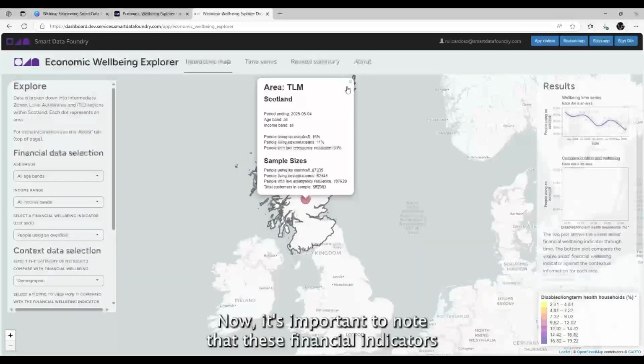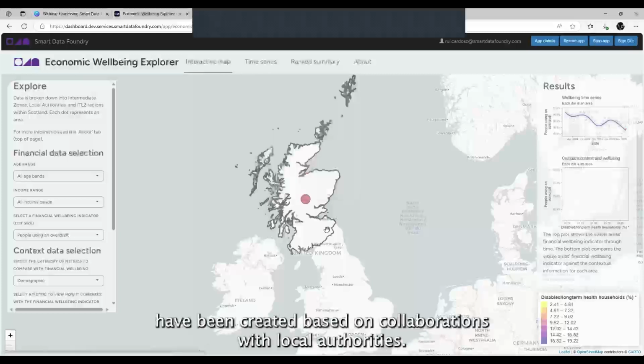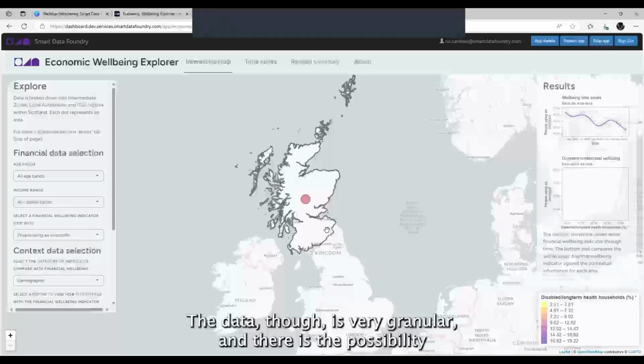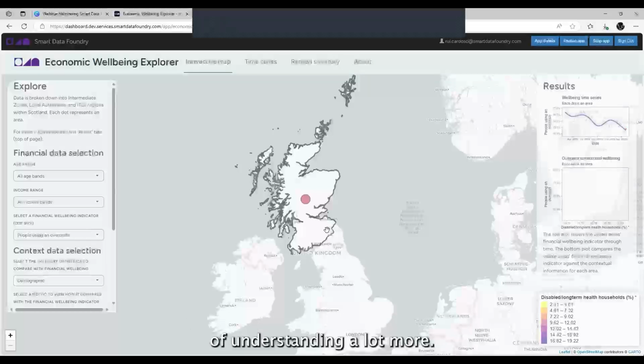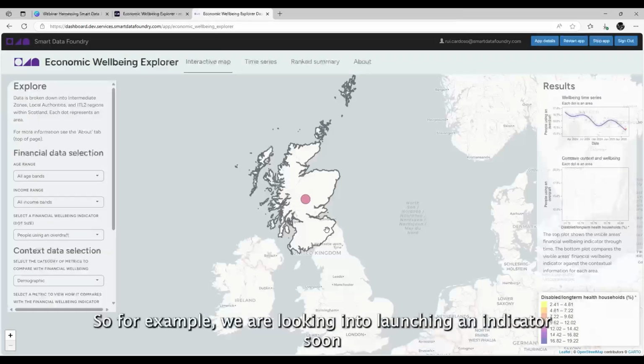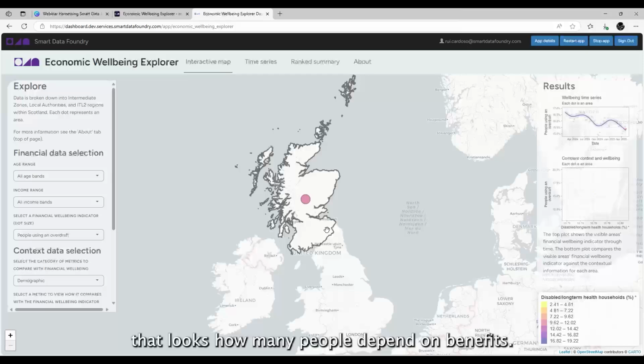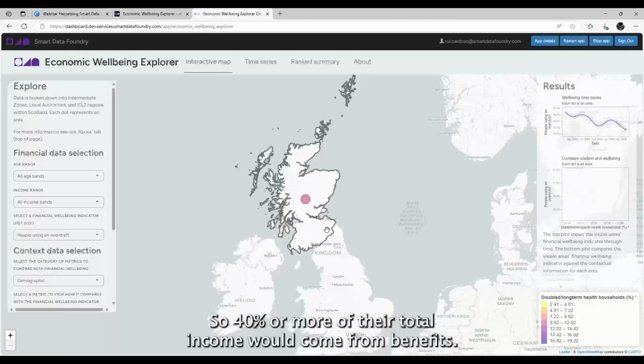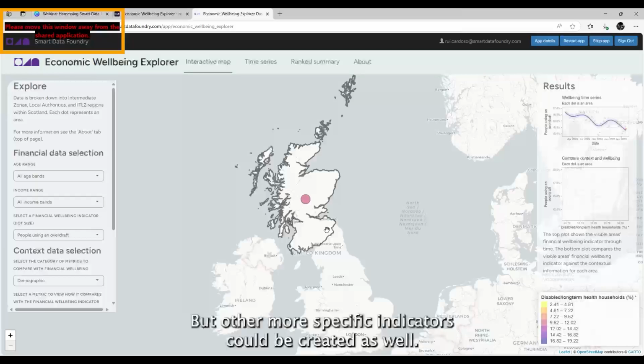Now, it's important to note that these financial indicators have been created based on collaborations with local authorities. The data, though, is very granular, and there's the possibility of understanding a lot more and creating a lot more indicators. We have some more indicators coming soon. For example, we are looking into launching an indicator that looks at how many people depend on benefits, so 40% or more of their total income would come from benefits. But other more specific indicators could be created as well.